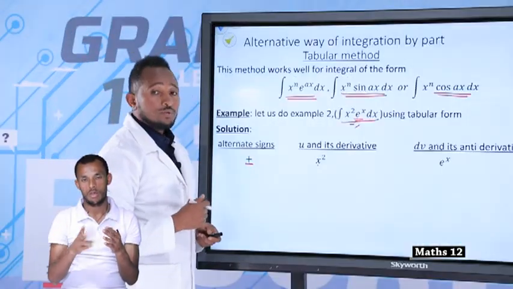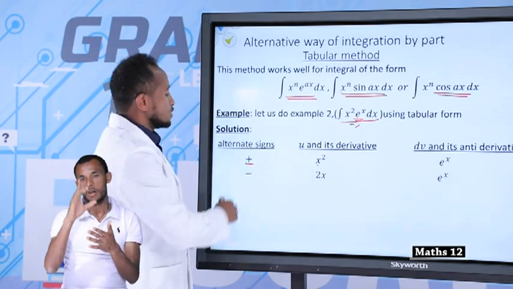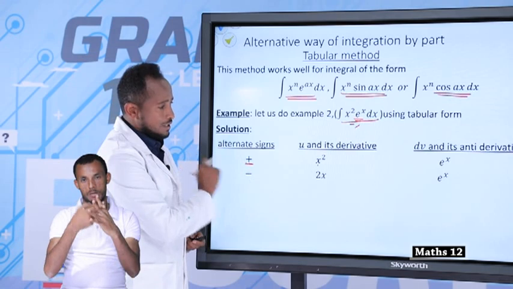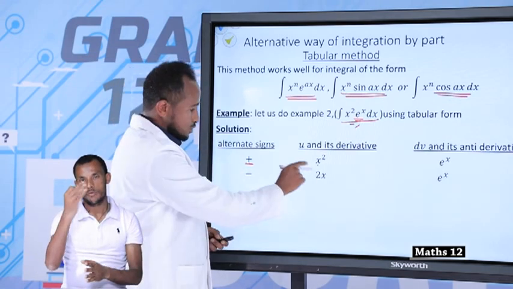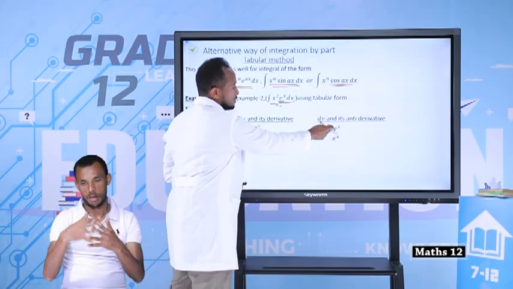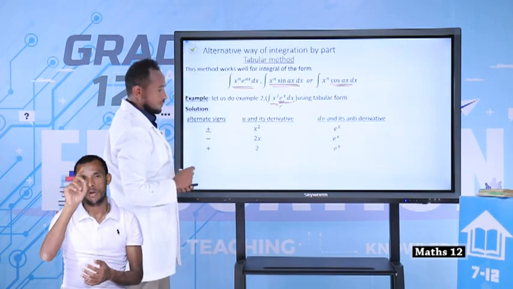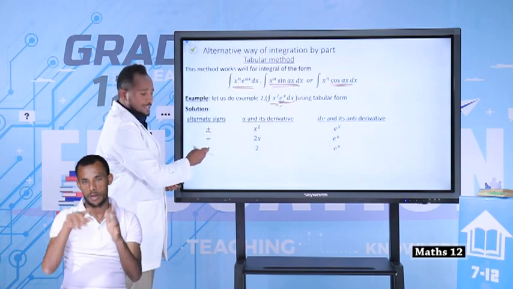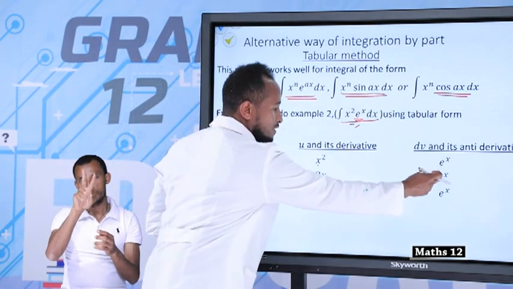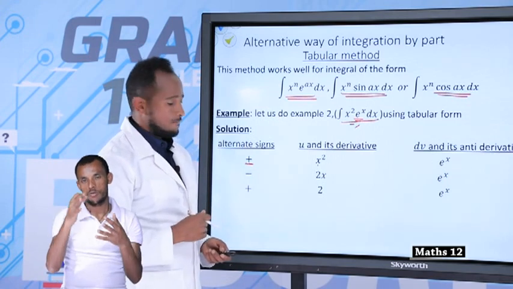So next to this, just list the derivative of this expression, putting alternate signs starting from plus, the first part plus, next minus. The derivative of x squared is 2x. The antiderivative, the integral of e raised to x, is e raised to x itself. Now continue this process. Plus, minus, next plus: the derivative of 2x is 2, and the antiderivative of this expression is e raised to x. The indefinite integral of e raised to x is e raised to x itself.